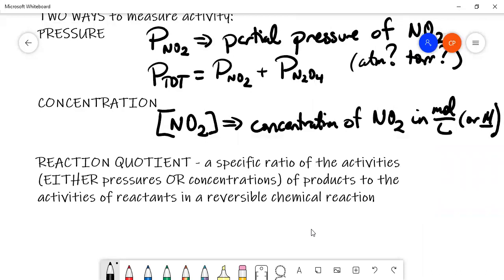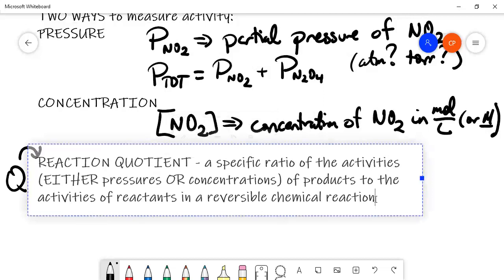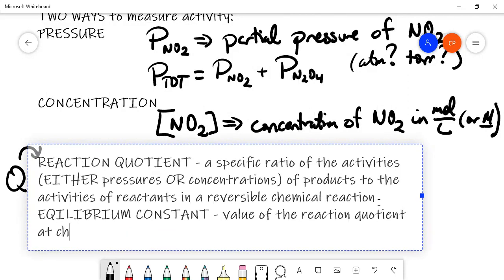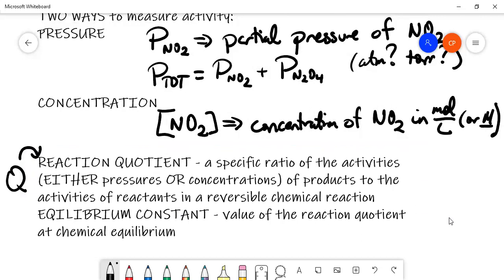Reaction quotient is symbolized by the letter Q. And if I am in the very special circumstance where I have the value of a reaction quotient at chemical equilibrium, I call that quotient the equilibrium constant. And that's represented by a capital K.